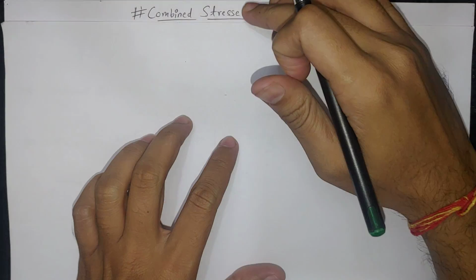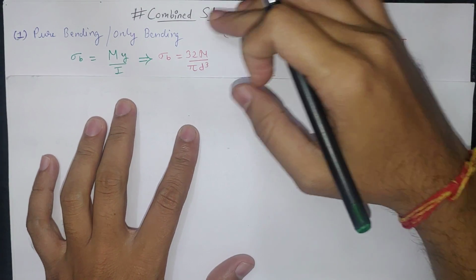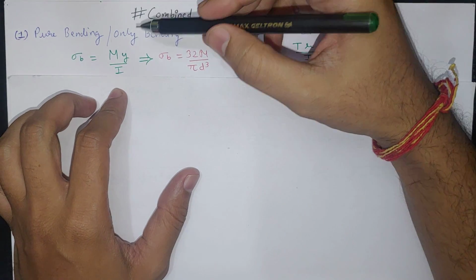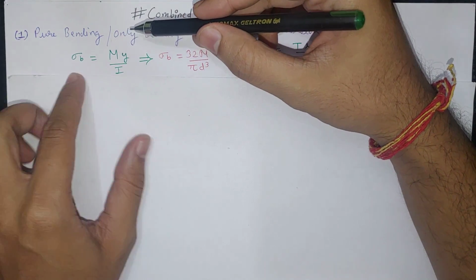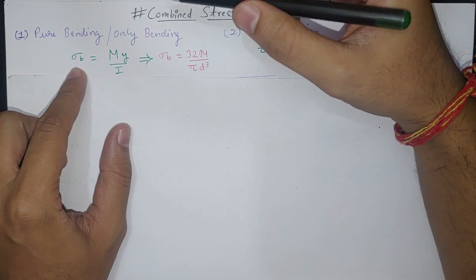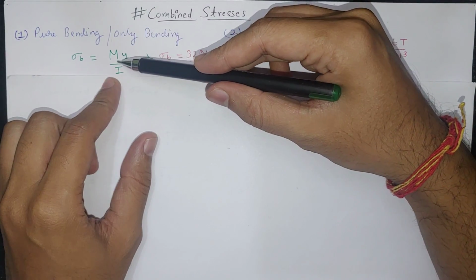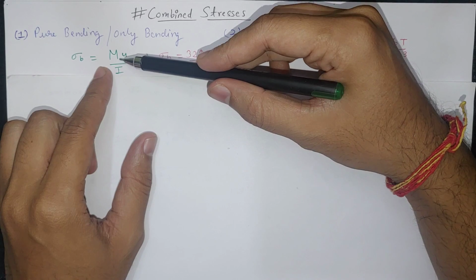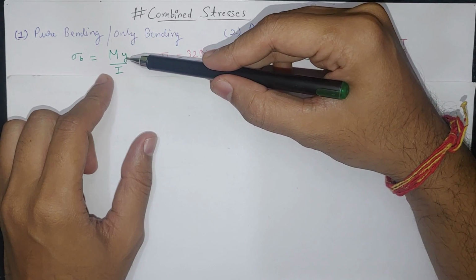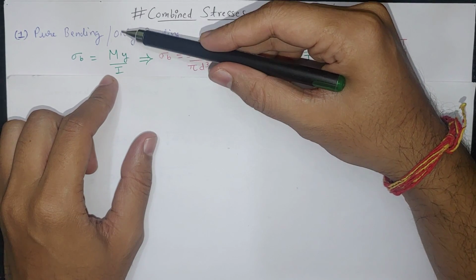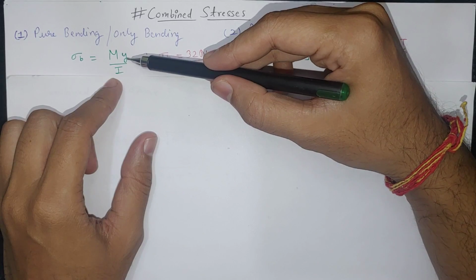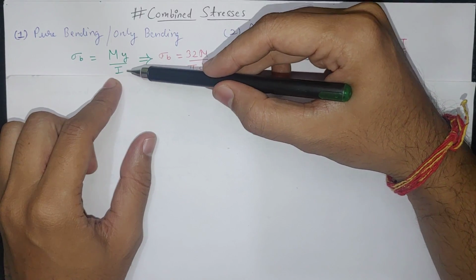In this video we will look at combined stresses. So here, if you see pure bending or only bending, there is no shear stress. Here, sigma b will be simply My by I, where M is the moment which we have applied on our beam, y is the maximum distance from the neutral axis to the edge fiber, and I is the moment of inertia of the cross section of the beam.